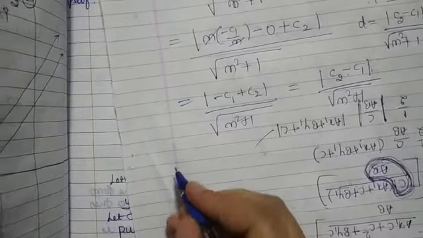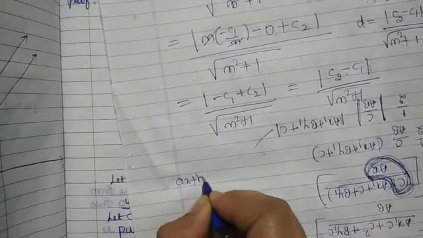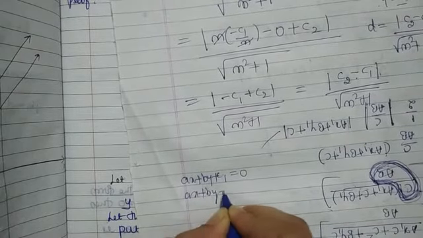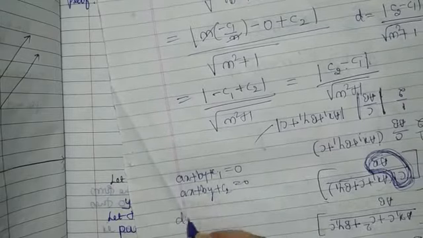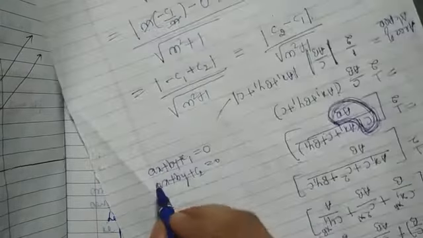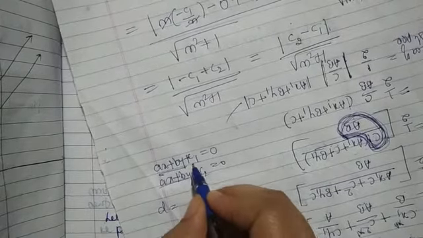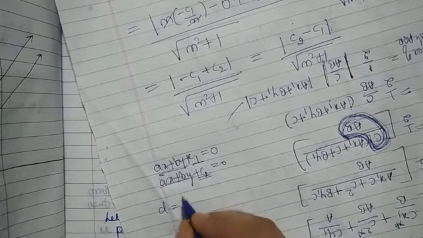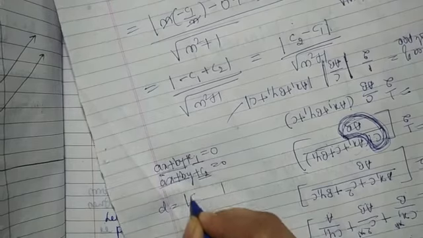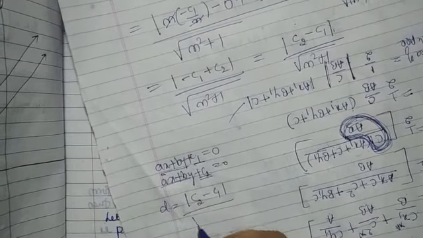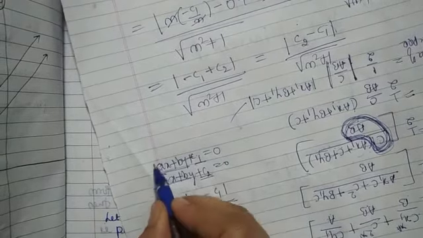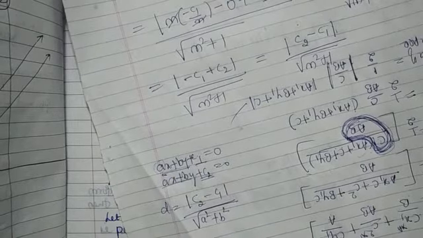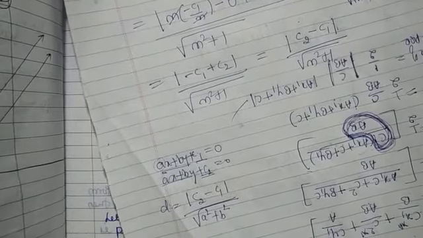If the equations are in the form of ax plus by plus c1 is equal to 0 and ax plus by plus c2 is equal to 0, then for the distance between two parallel lines, the coefficients of x and y are the same. They change only in the constant terms. Then what is the distance between two parallel lines? That is given by mod of c2 minus c1 divided by root of coefficient square of x plus coefficient square of y. That is root of a square plus b square.